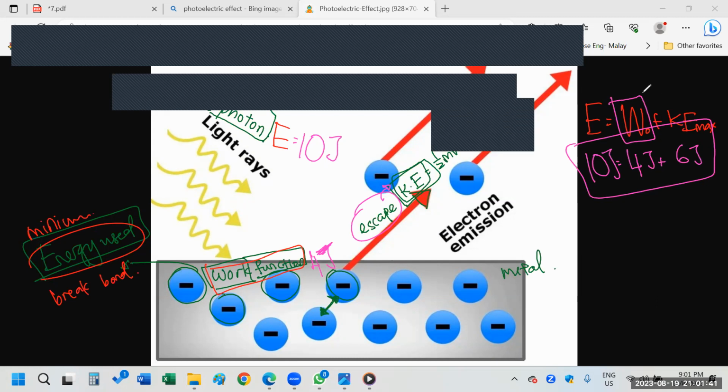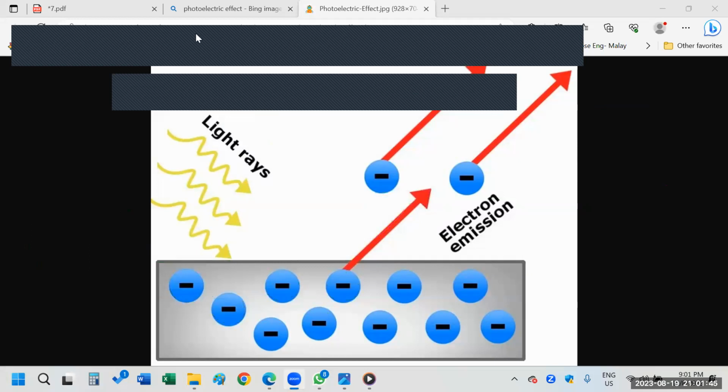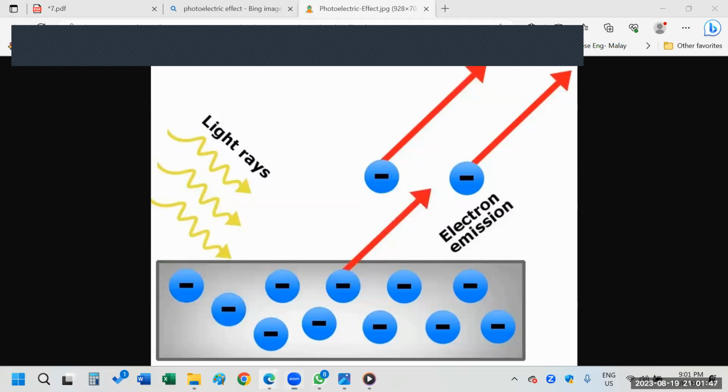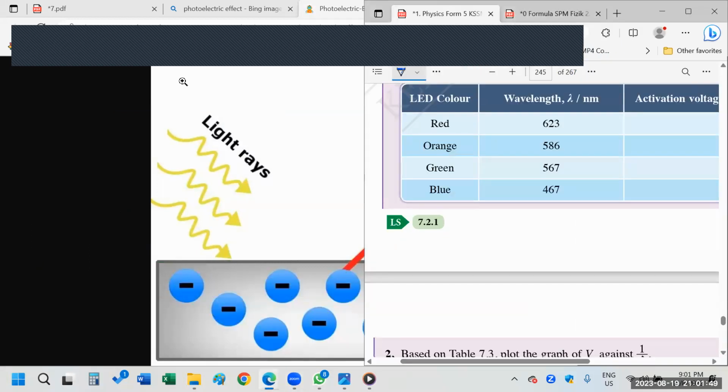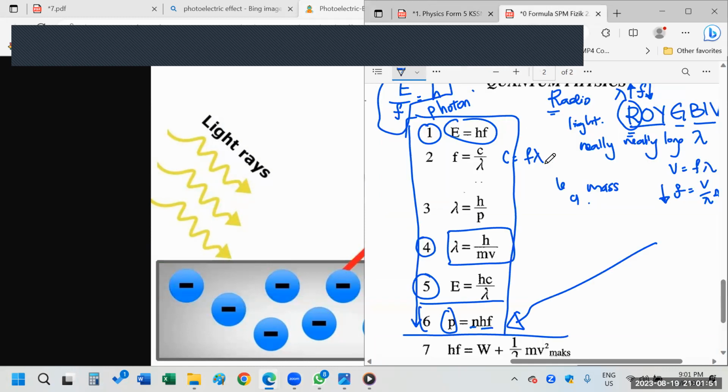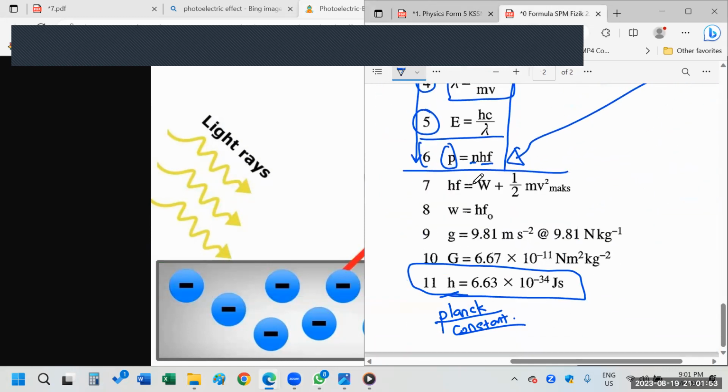Okay, so now this is the formula. Where is the formula in the list? It's over here. It's here. But they didn't write it as what I say. It's E equals W naught plus KE max.